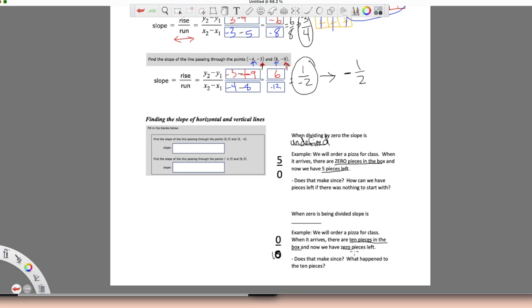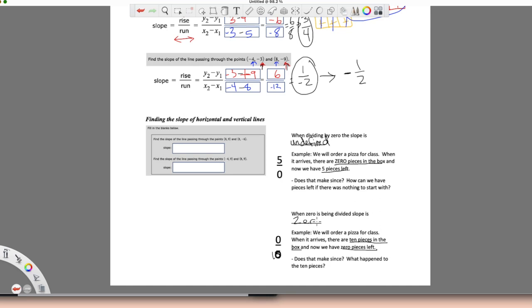Does this make sense? What happened to the 10 pieces? So what do we think happened to the 10 pieces? If there were 10 pieces and now there's none, well, hopefully we ate them all, right? That was the whole point of ordering pizza for class, is that everybody gets a piece of pizza. So this does make sense. I had 10 for the whole pizza when it got there, and then we all ate pizza, and now it's gone. I have 0 of the 10 left. This makes sense. So when we have 0 on top, when 0 is being divided, the slope is 0.